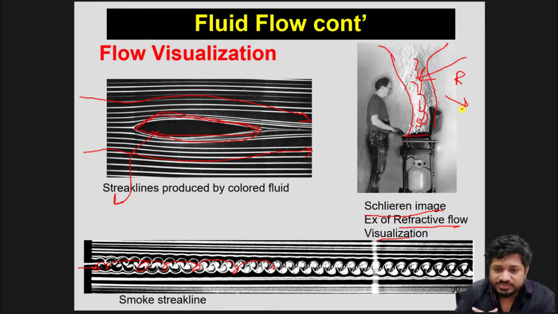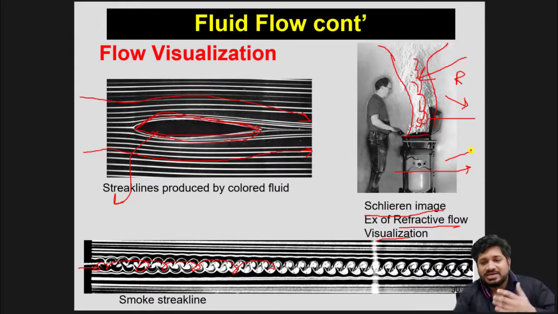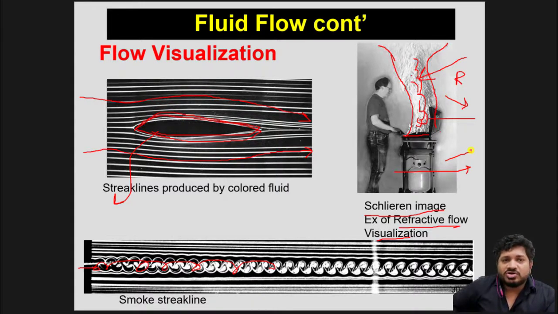Schlieren images are basically shades of gray. You can see this is a different gray color and this is a different gray color. So based on the refractive index difference, it can form images. So this was all about flow visualization and flow description. Next, we are going to look into control.